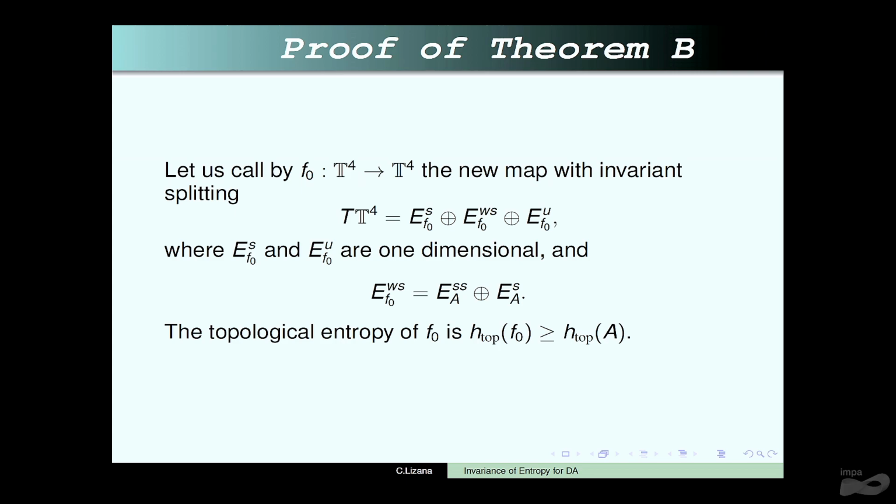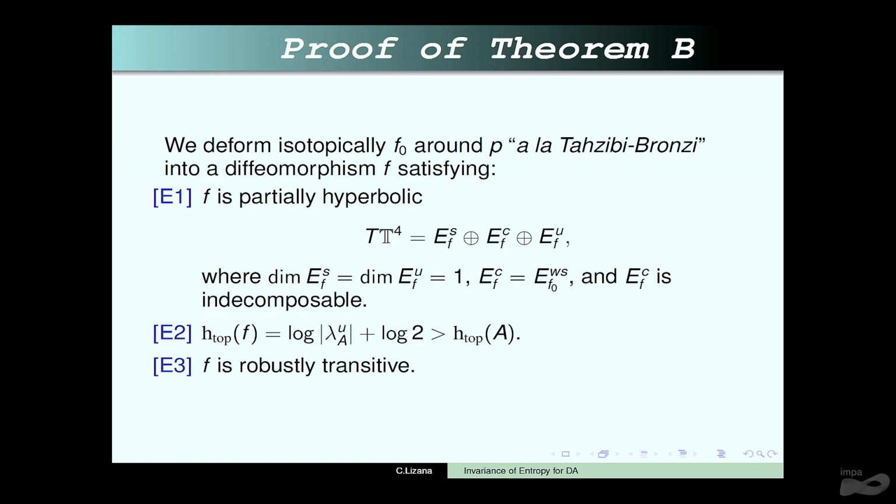So now we are going to do a second deformation. Okay? You remember that you had this fixed point. And we are going to do a Tensby-Bronsey deformation, and I'm going to explain what I mean by that. The new map is isotopic to the initial.